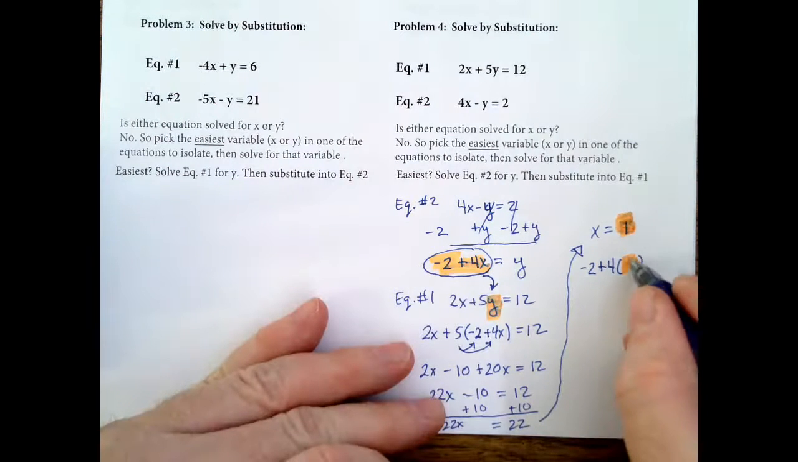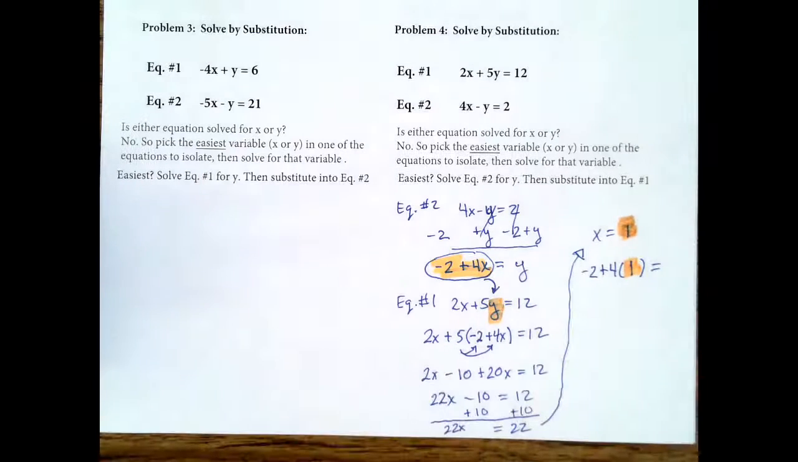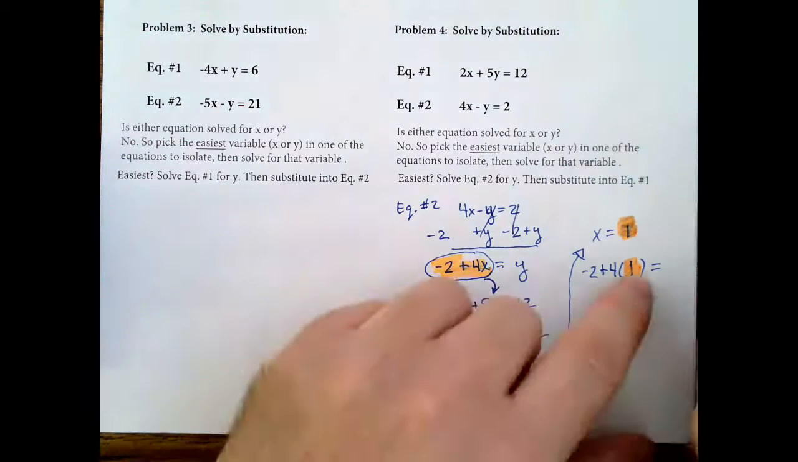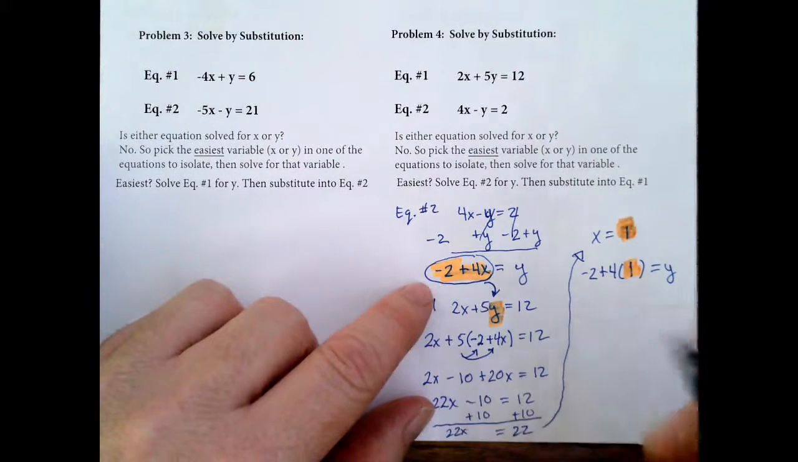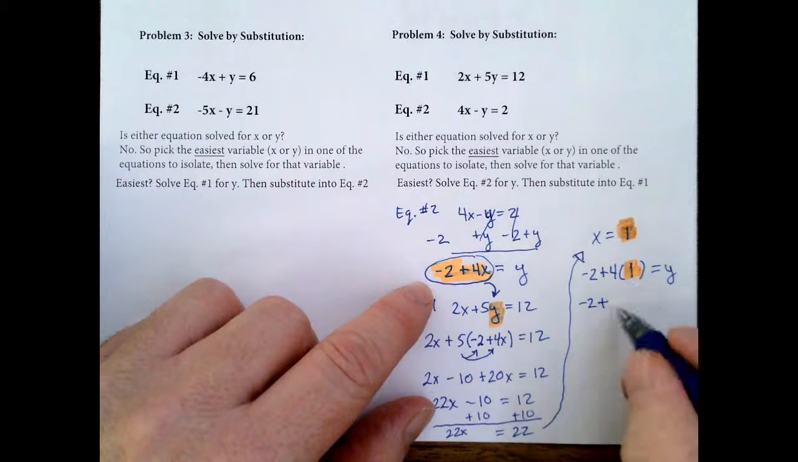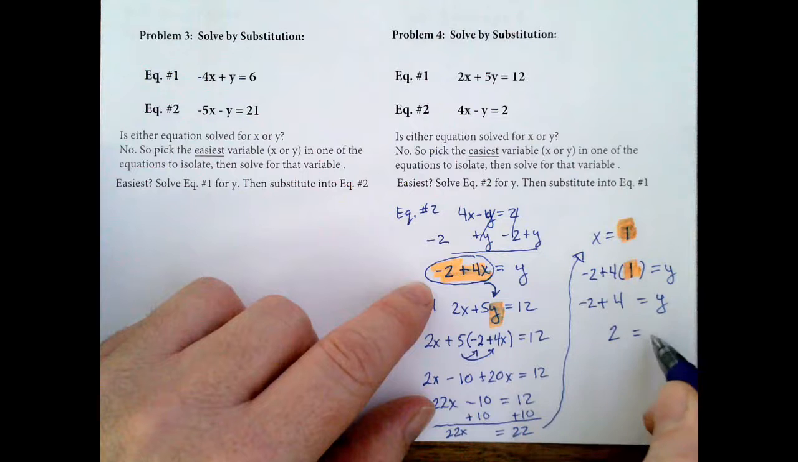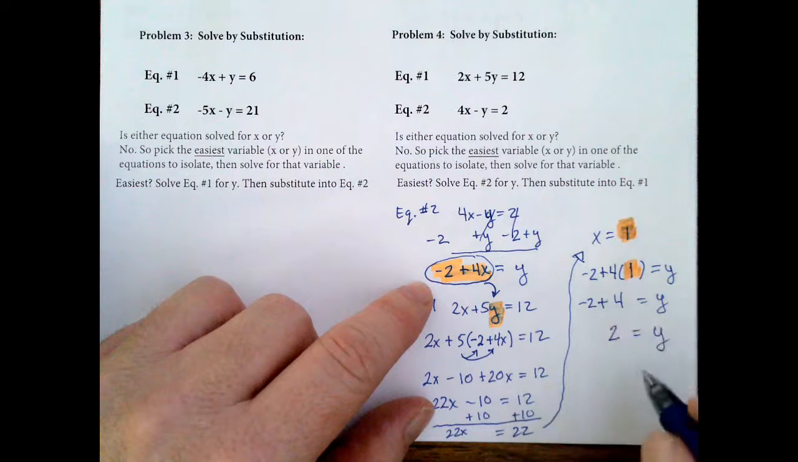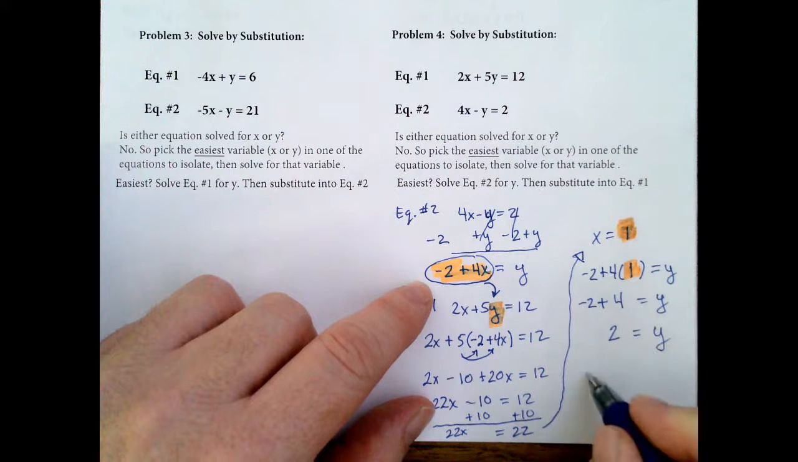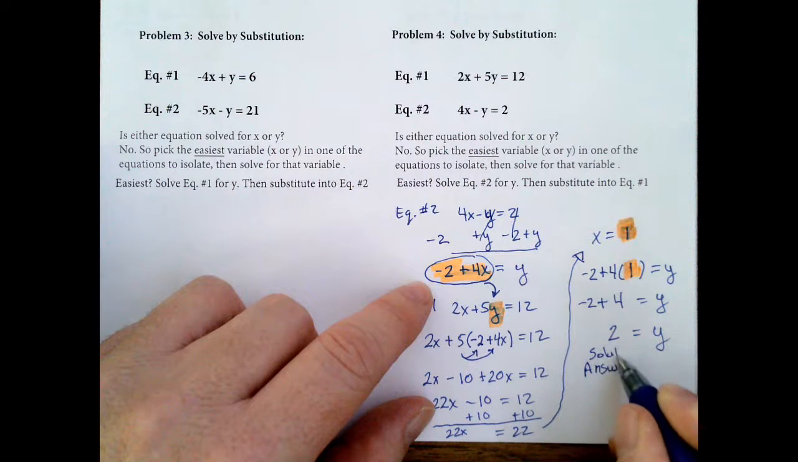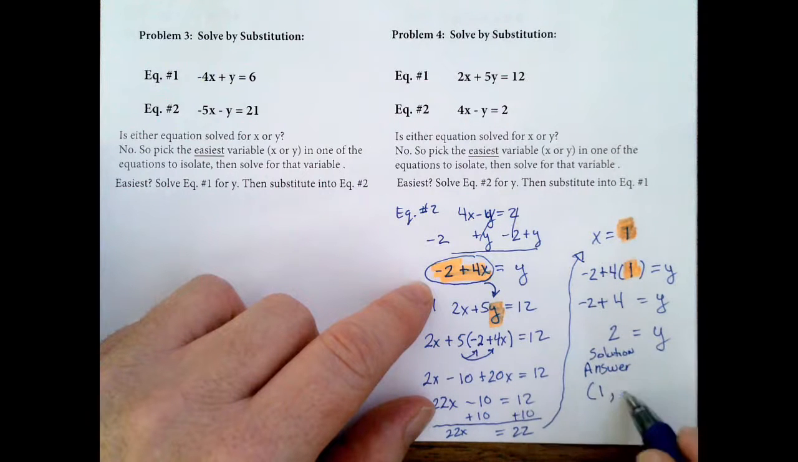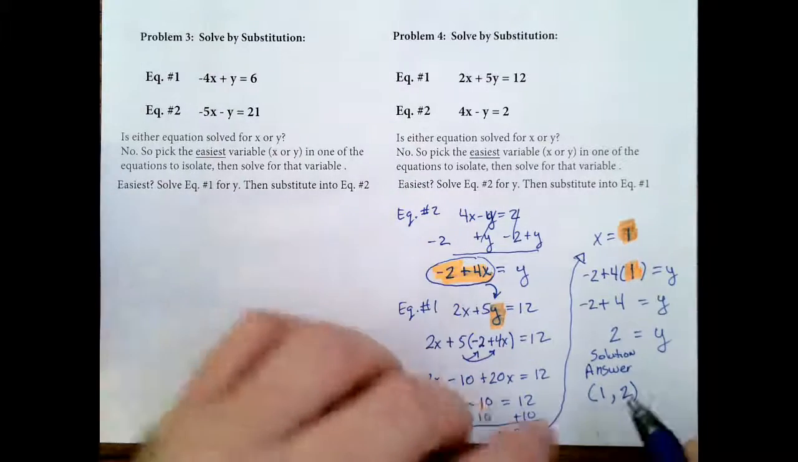So I'm going to put 1 in there equals y. So I just use this equation. Negative 2, 4 times 1 is 4, equals y. Negative 2 plus 4 is equal to 2. It wouldn't make any sense if you had negative 2 plus 4 equals 6, right? That would be not smart. Okay, so I have my x and I have my y. I just got to write my answer or my solution. My solution is x is 1 and y is 2. Okay, so then that's your x and y.